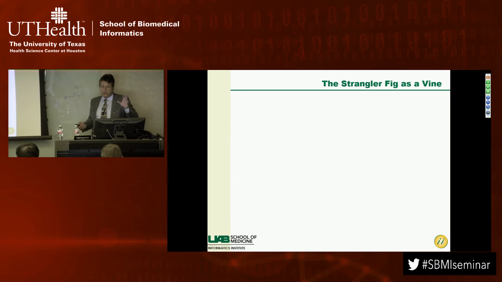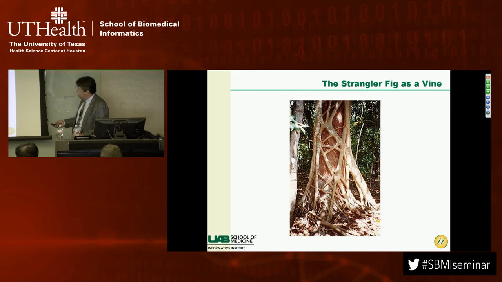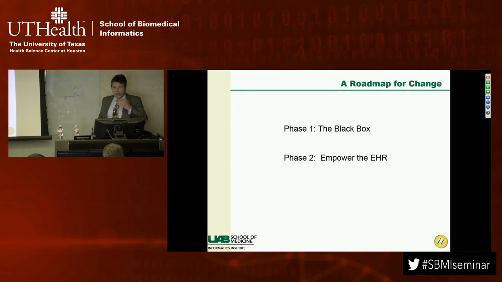The fig tree starts out as a vine. A strangler fig looks like this. You plant it, it grows as a vine, and it grows around a tree, and it grows up and uses the tree for support. So this is my phase one. I'm using the electronic health record. The tree is my electronic health record. And I'm building this vine that kind of grows up alongside it and has a sort of life of its own. All right, so phase two, we now can say, all right, let's start to empower the electronic health record itself.